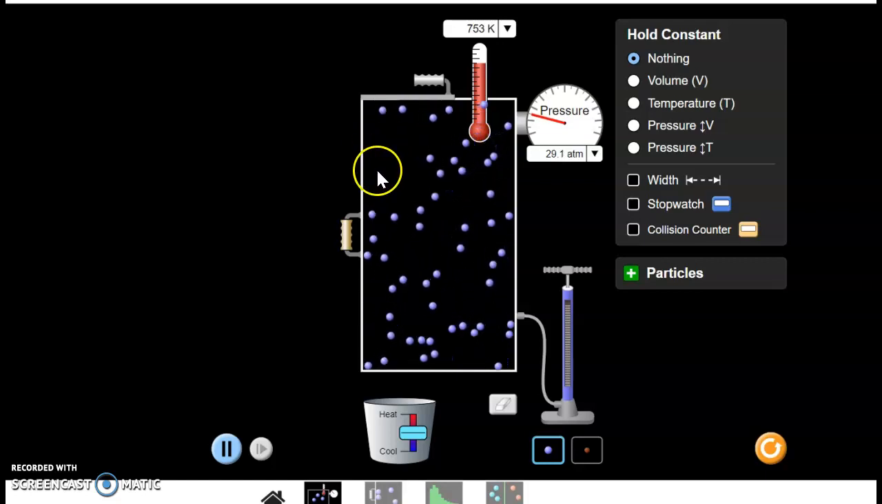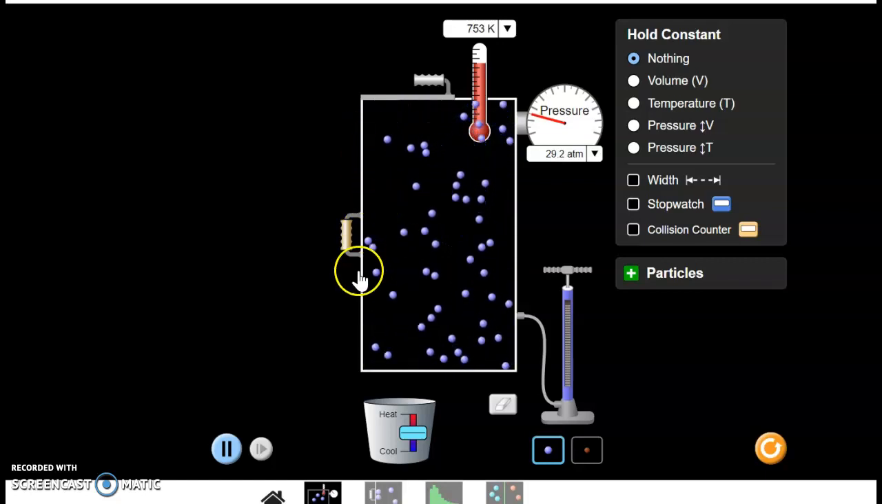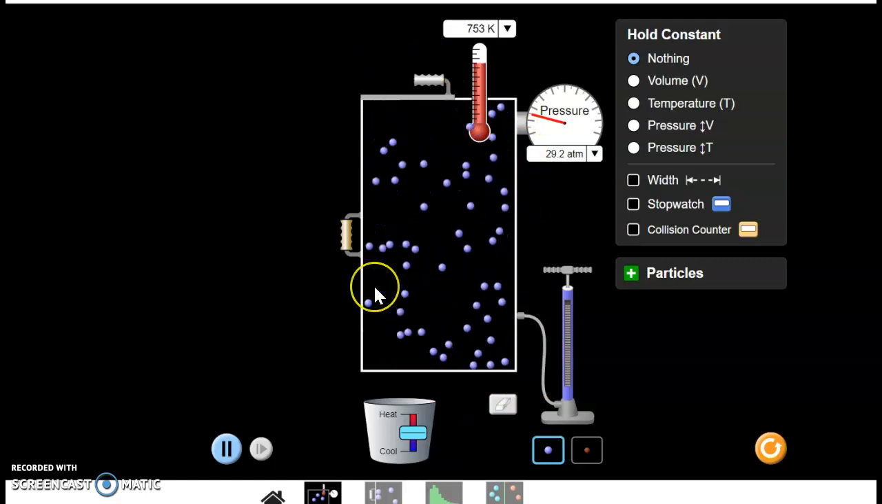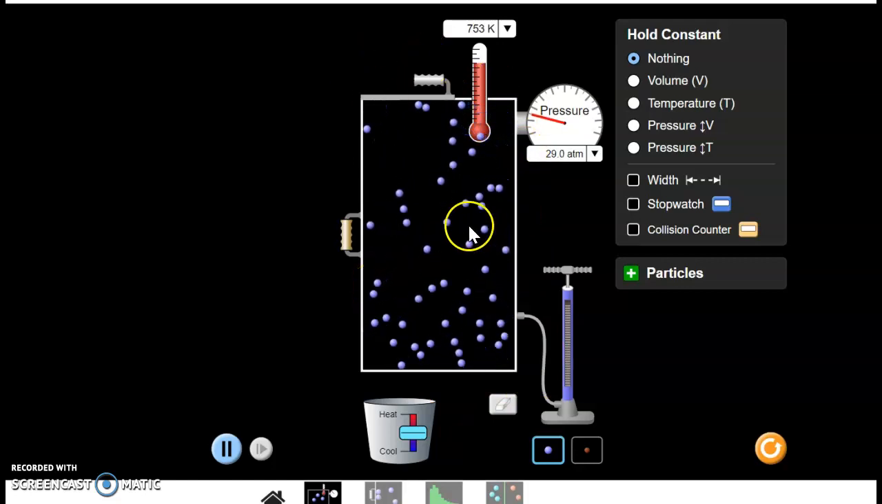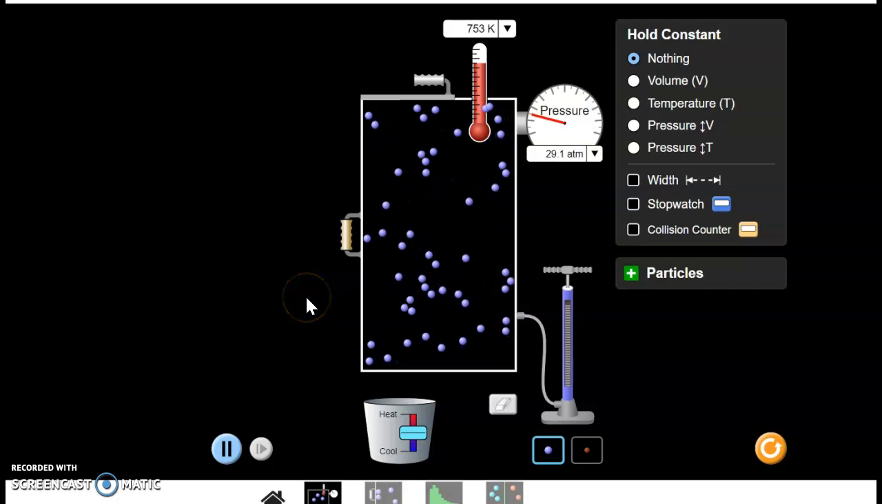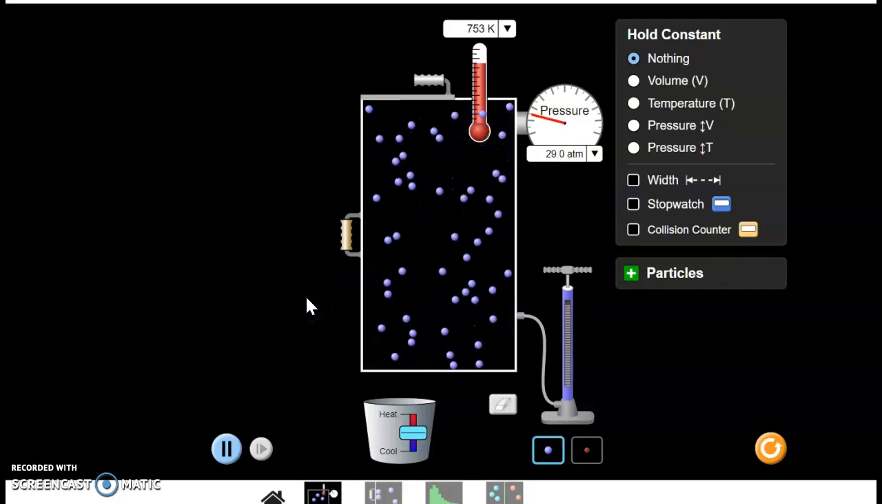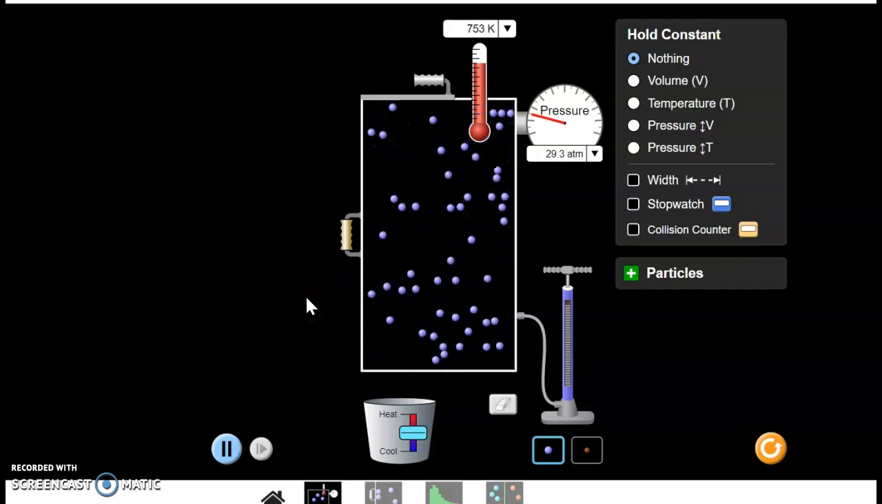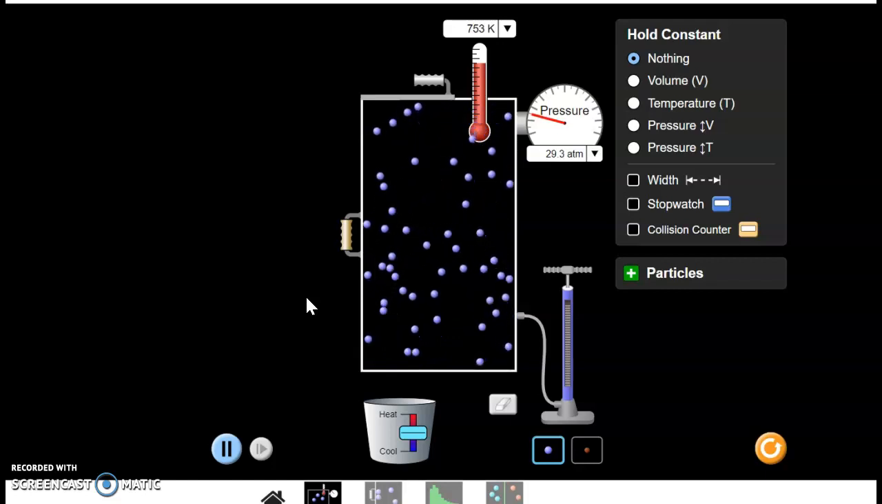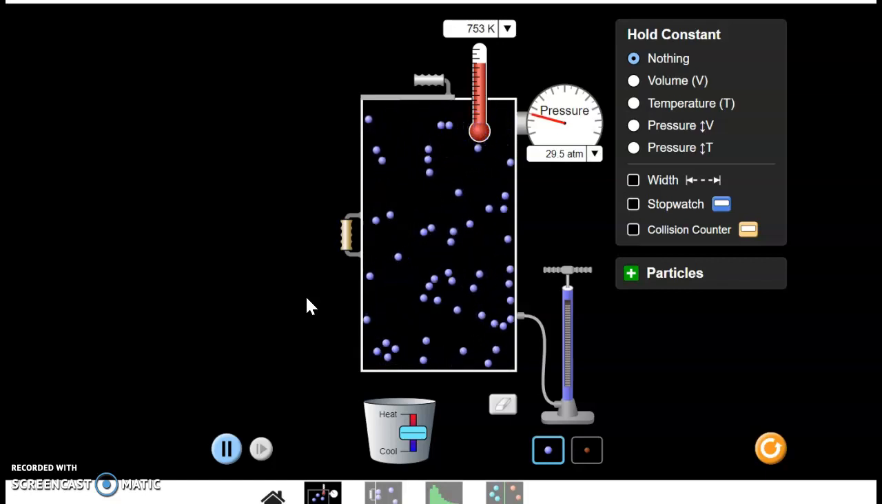Okay, so if they're moving around faster, they're hitting the walls a lot more frequently, right? And so the pressure increases. In order for that pressure to stay the same, the volume would have to increase so it doesn't collide with the walls quite as frequently if you increase the temperature.